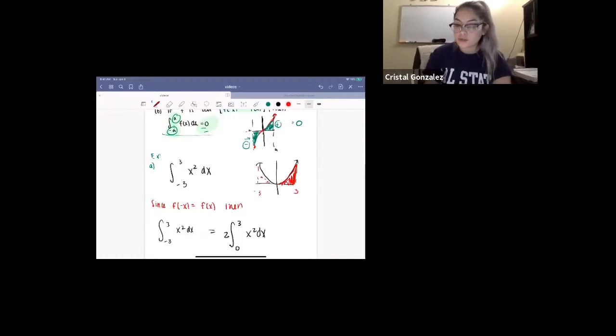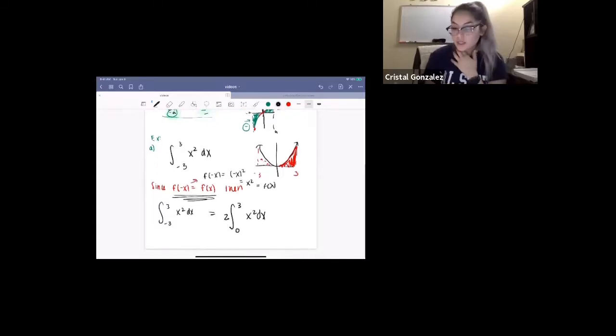And the way that you check for even and odd functions is, remember, all you do is you plug in f of negative x. F of negative x is the same thing as negative x all squared, which is x squared, which is equal to f of x. So this is what this part here is saying.